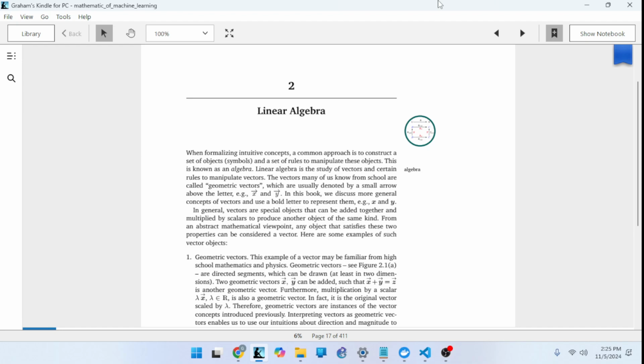In this book, we discuss more general concepts of vectors and use a bold letter to represent them. For example, X and Y. So that's a bold letter. In general, vectors are special objects that can be added together and multiplied by scalars to produce another object of the same kind. From an abstract mathematical viewpoint, any object that satisfies these two properties can be considered a vector. Here are some examples of such vector objects.